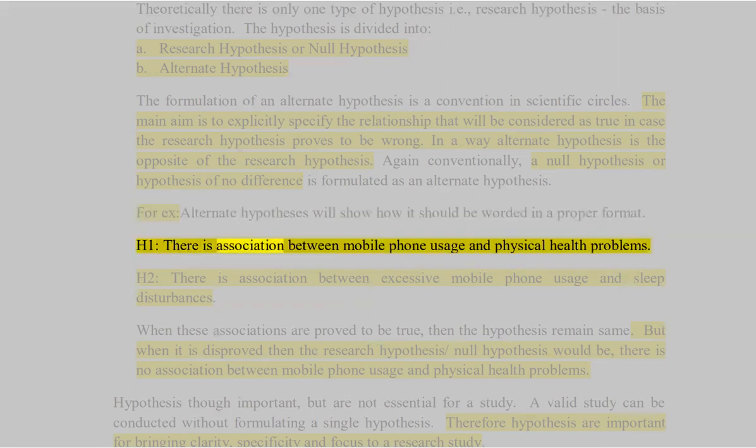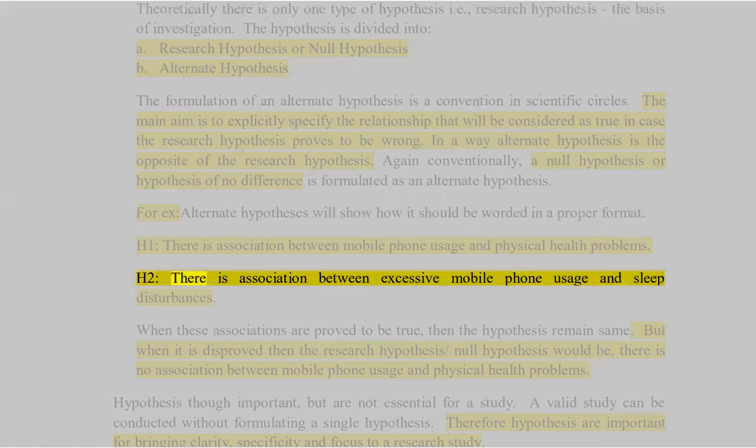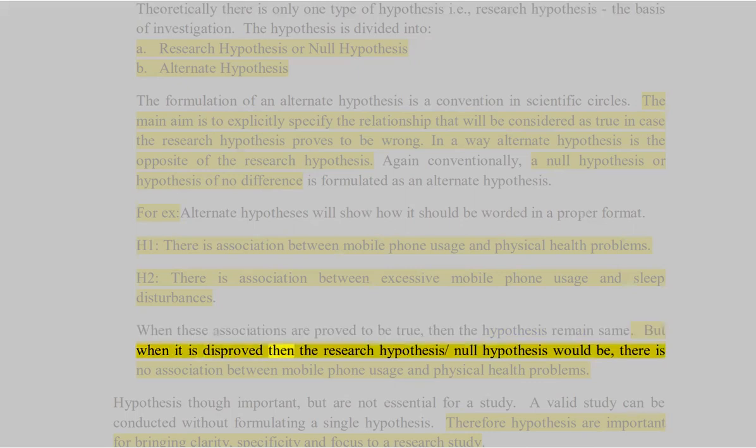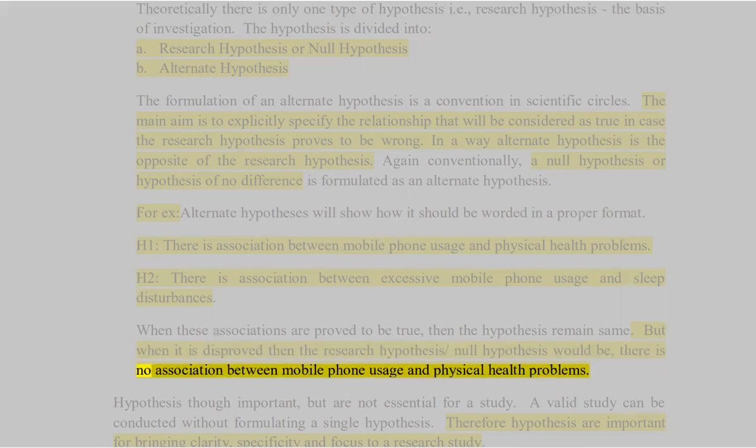H1. There is association between mobile phone usage and physical health problems. H2. There is association between excessive mobile phone usage and sleep disturbances. When these associations are proved to be true, then the hypothesis remains sane. But when it is disproved, then the research hypothesis, null hypothesis, would be there is no association between mobile phone usage and physical health problems.